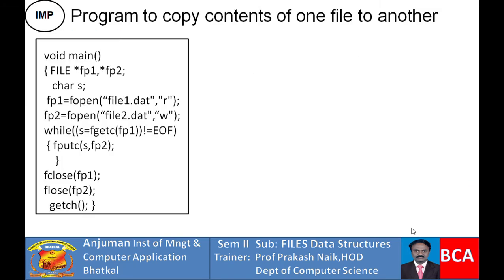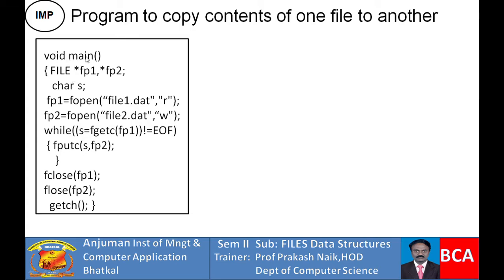Now let us see a program that will demonstrate copying the contents of one file to another. This is important from the examination point of view. So what does the program say? void main. Every program has a main function. There is an opening brace and there is a closing brace here, which indicates the beginning of the main function and the end of the main function.